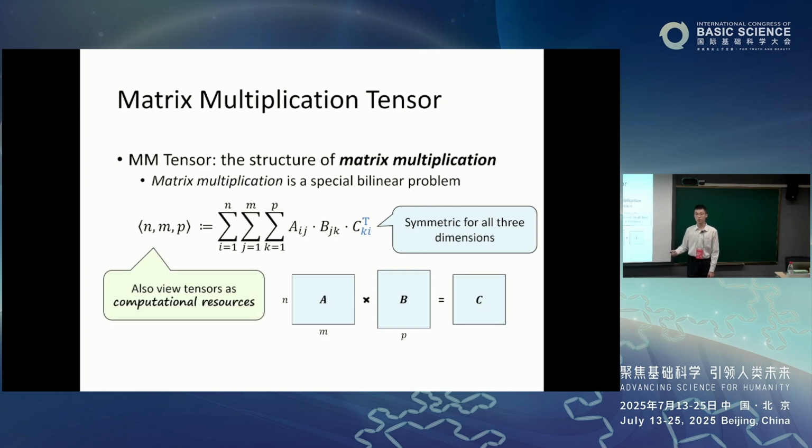We already said that tensors can describe the structures of bilinear problems. And in this talk, we will also take an alternative view of tensors. That is, we view tensors as computational resources that actually help us calculate the product of the underlying bilinear problem. For example, if I say that we have a matrix multiplication tensor of n by m by p in our hand, what I mean is that we can actually use this resource to calculate the product of two matrices of given sizes. This alternative view of tensors will help us better understand the relationship between different tensors and different problems.